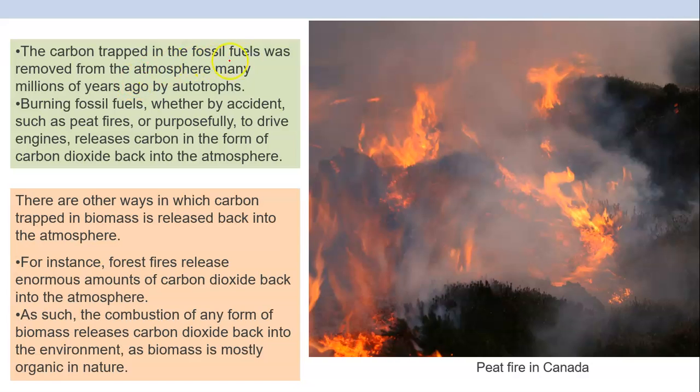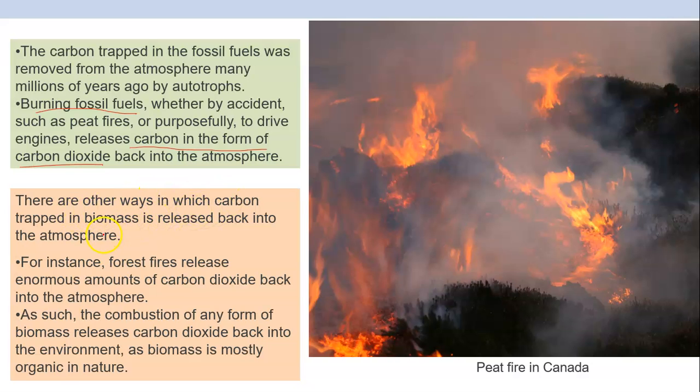Here is a peat fire in Canada. The carbon trapped in the fossil fuels was removed from the atmosphere many million years ago, but burning fossil fuels, whether by accident, such as a peat fire as you see over here, or purposefully to drive engines, releases carbon in the form of carbon dioxide back into the atmosphere. So this carbon dioxide, which has been trapped for millions of years, goes back to the atmosphere, and this is the reason for the current situation of having high carbon dioxide in the atmosphere.